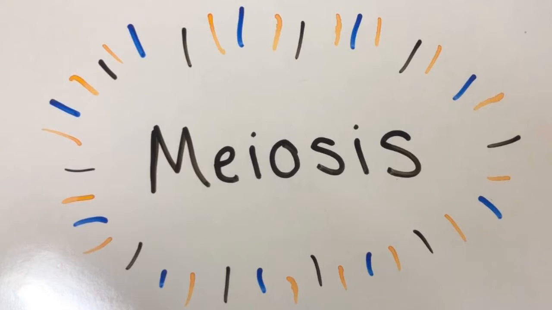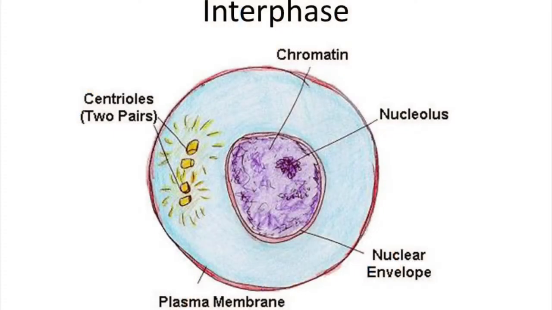Meiosis is composed of 9 different stages. These are relatively similar to that of mitosis, except for a couple of key points. Meiosis can be split into 2 main stages, meiosis I and meiosis II. The first stage in meiosis I is interphase.